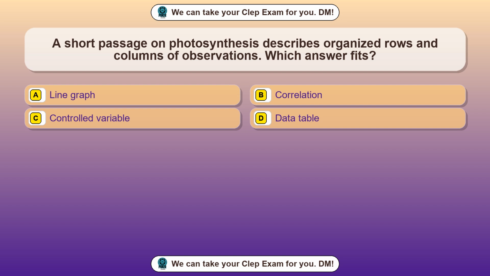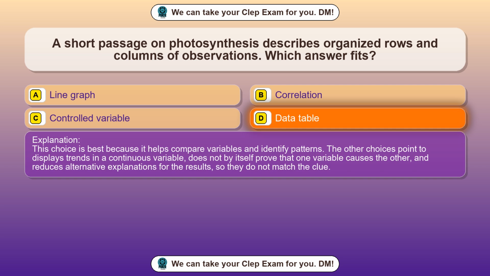Question 76. A short passage on photosynthesis describes organized rows and columns of observations. Which answer fits? Option A, line graph. Option B, correlation. Option C, controlled variable. Option D, data table. The correct answer is option D, data table.